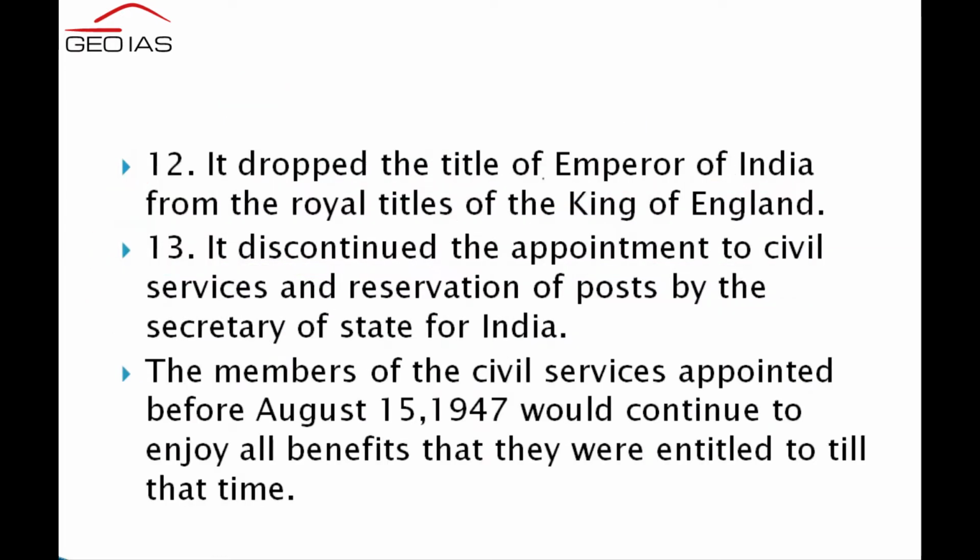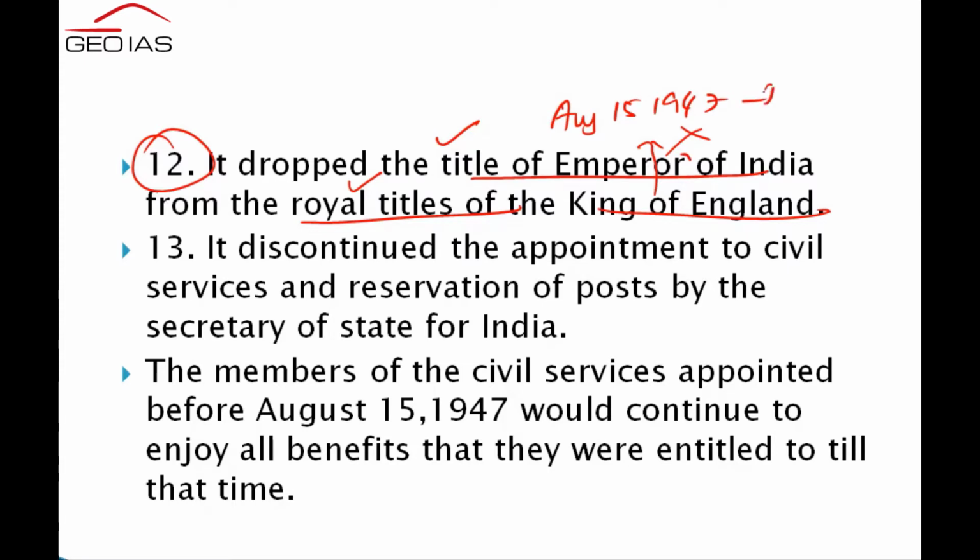And the 12th provision is that it dropped the title of Emperor of India from the royal titles of the King of England. So he will not be called the Emperor of India after August 15th, 1947, because independence was granted to both India and Pakistan.